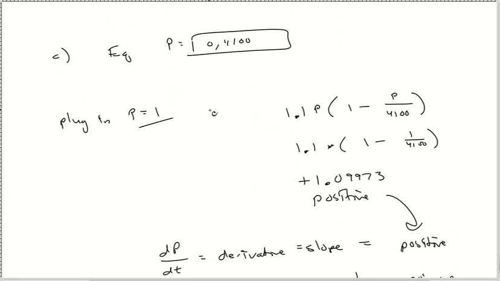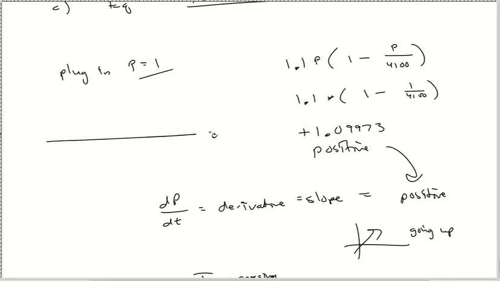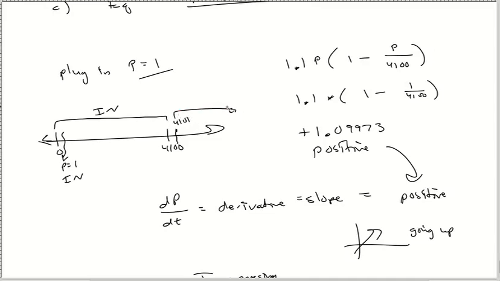Because we already found the equilibrium points of 0 and 4100, I said, let's try right here at P equals 1, and I found that it was increasing. That means anything in here is increasing. It was just a test point. And if you go and test something over here, like 4101, what you'll find is all this stuff over here is decreasing out until infinity.